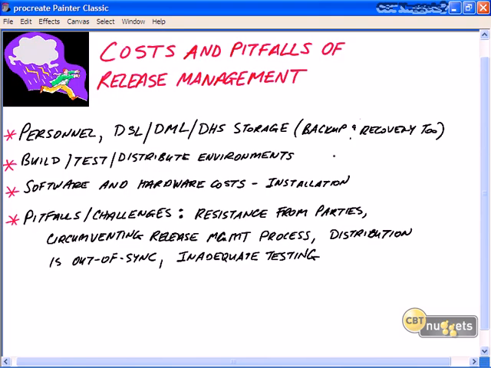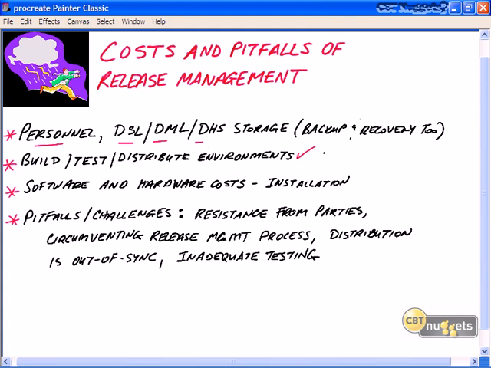The final aspects of the release management process or activities to consider are the cost and the pitfalls of release management. First of all, the costs are going to be in personnel. That's all the members of the release management working group and other interested parties. The storage for the DSL, DML, and DHS, the software, media, and hardware storage. It also includes costs for backup and recovery or redundant systems as well. There's the cost of building and testing environments and distribution environments. All of those things have costs associated with them that need to be taken into consideration.